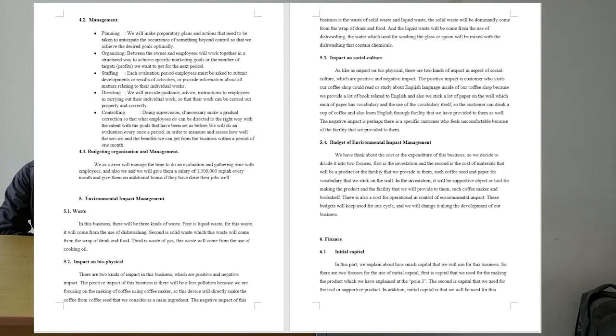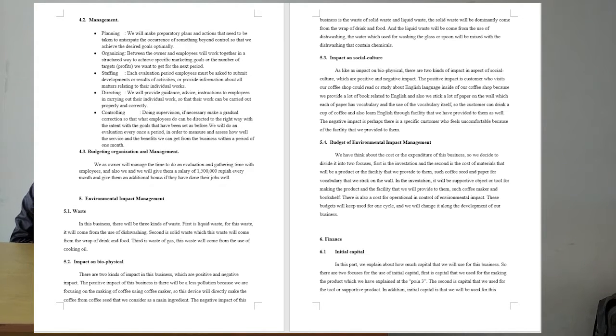There are 5 points. The first point is planning. We will make preparatory plans and actions that need to be taken to anticipate the occurrence of something beyond control so that we achieve the desired goals optimally. The second one is organizing. The owner and employees will work together in a structured way to achieve specific marketing goals, or the number of targets or the profits we want to get for the next period.